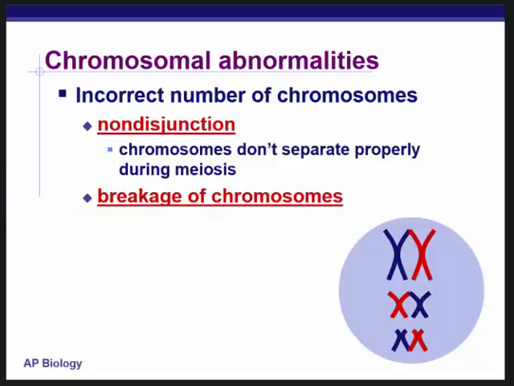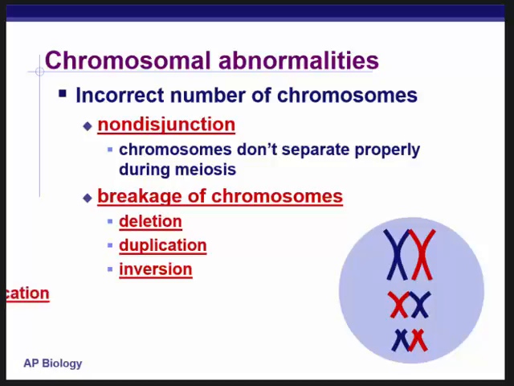You could also have a breakage of the chromosomes. This is when the chromosome breaks apart and then some genes are either deleted, or sometimes you can get a gene that makes too many copies of itself, and so you get a duplication. You can have a gene that switches the order that it's in, which is called an inversion. And you can have a gene that breaks off of one chromosome and attaches to a different chromosome, and that's called translocation. And all of these things end up giving you mutated chromosomes or the incorrect number of chromosomes in the cell.